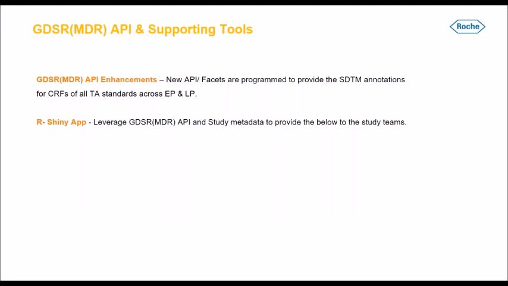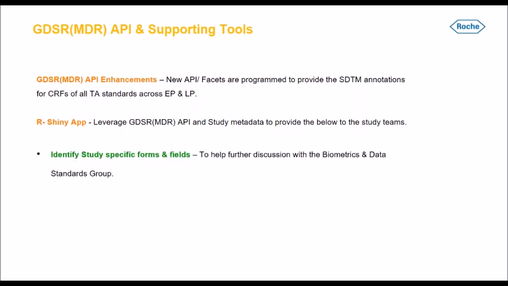We have built REST APIs in our metadata repository so that we can electronically fetch information from our MDR that can be used further downstream. And we are still working on making further improvements to our MDR. So we have created an R-Shiny app to leverage the metadata repository and the study metadata to compare the two and to provide a bunch of very useful information to the study teams. The first thing that the study teams will be able to identify are the study specific forms and fields. So what the study team has created on top of standards that does not exist in standards. These things are created by the study teams for specific protocol needs.